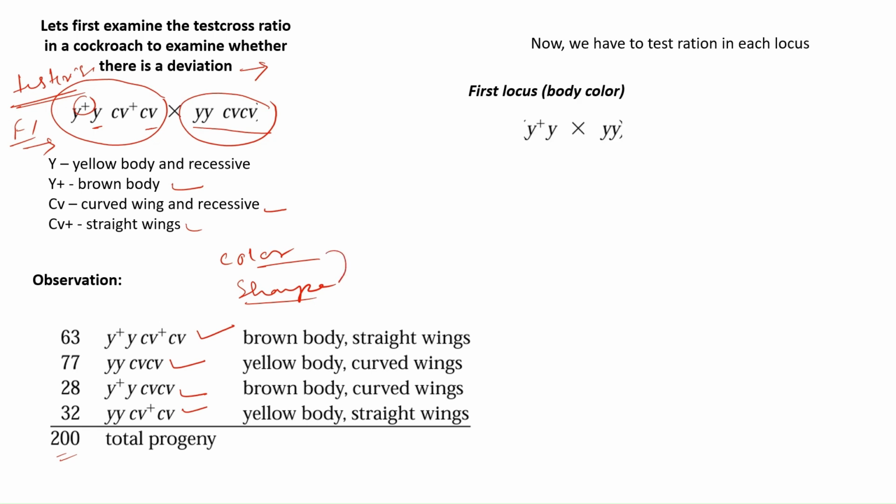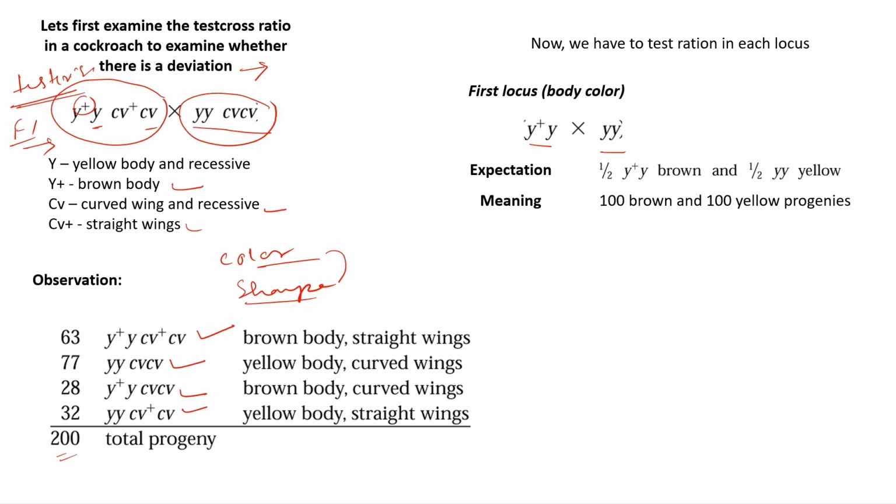So first we have to test the ratio individually at both loci. How to do that? Our first locus is color. For color, it is y+y crossed with yy, heterozygote crossed with homozygous recessive. The expectation is half should be y+y and half yy. So half should be brown and half should be yellow. Because the total number of progeny is 200, 100 should be brown and 100 should be yellow. But what is our observation?